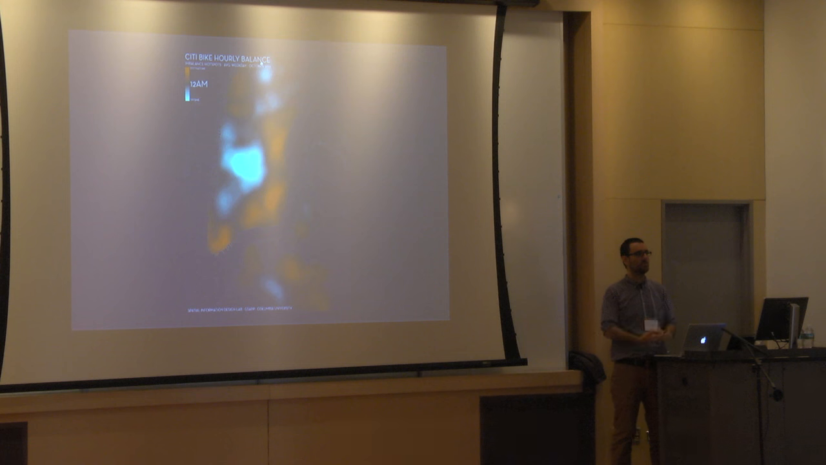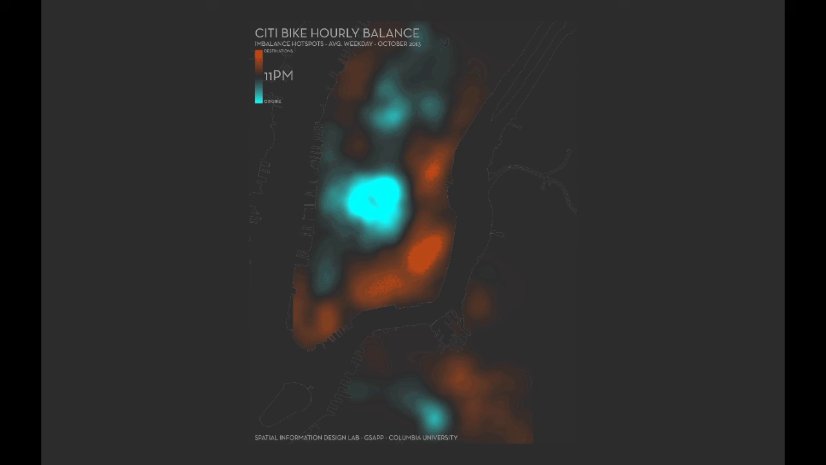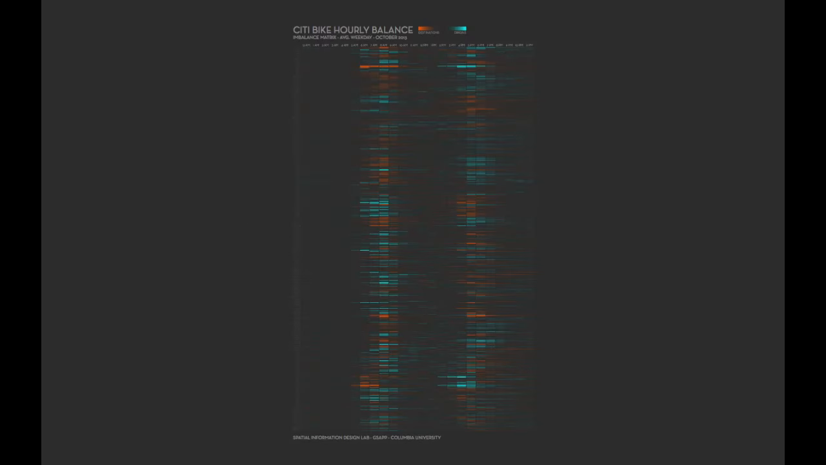And so we wanted to visualize this imbalance in as many ways as we could. So again, simple maps. This one, every row is an individual station. Every column is 1 hour of the day. This is an average weekday in October. October is the month that you choose because it doesn't have extreme temperatures. The people are not on vacation, so that's your study area.